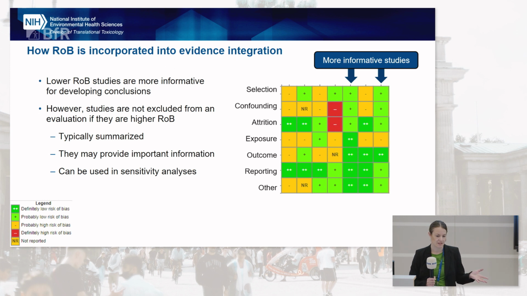Another example might be exposure. If we are able to determine that exposure misclassification might be underestimating a true effect, we might not be as concerned with that. That's why one of these more informative studies includes a study with exposure that is at probably high risk of bias. If the direction is towards the null, we might not be as concerned with how that impacts our overall conclusions.